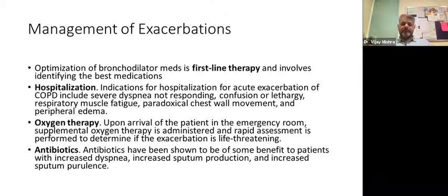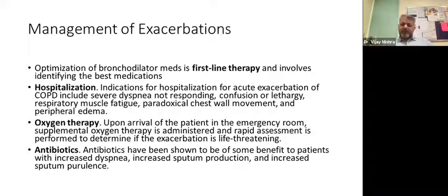Next. So that was the standard management of a COPD patient who may come for regular treatment or who may be treated at home. But how about when they come to hospital with exacerbations of COPD? The first line therapy in management of exacerbation of COPD is the optimization of the bronchodilator that the patient may be taking from before, or you add new ones, or you add a combination of new ones. But an optimized bronchodilator therapy is the first line therapy.